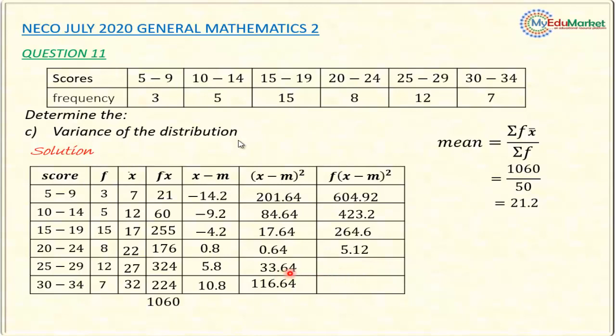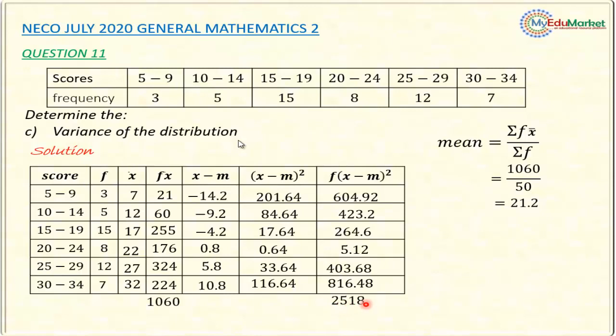Next 33.64 times 12, that result is going to be 403.68. And the last, 116.64 multiplied by 7, that is going to be 816.48. If I add all this correctly, the summation of this f times the square of the deviation is going to give me 2518.